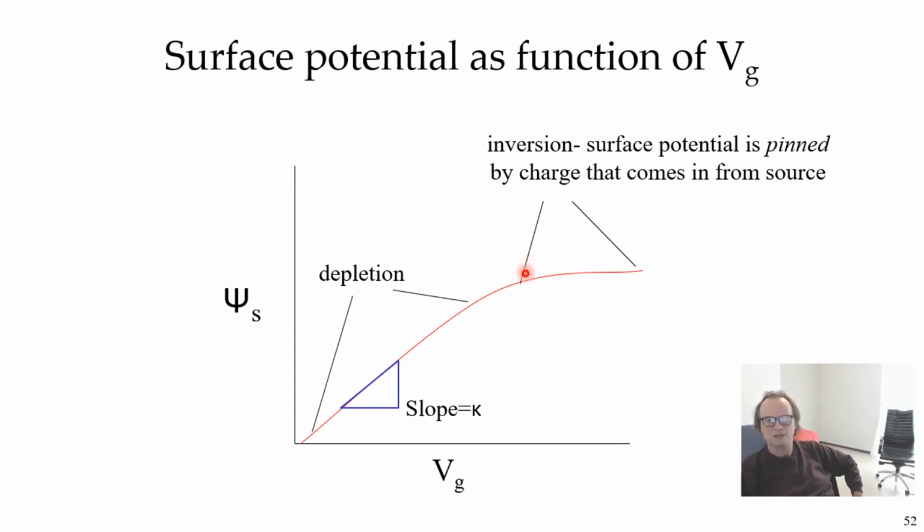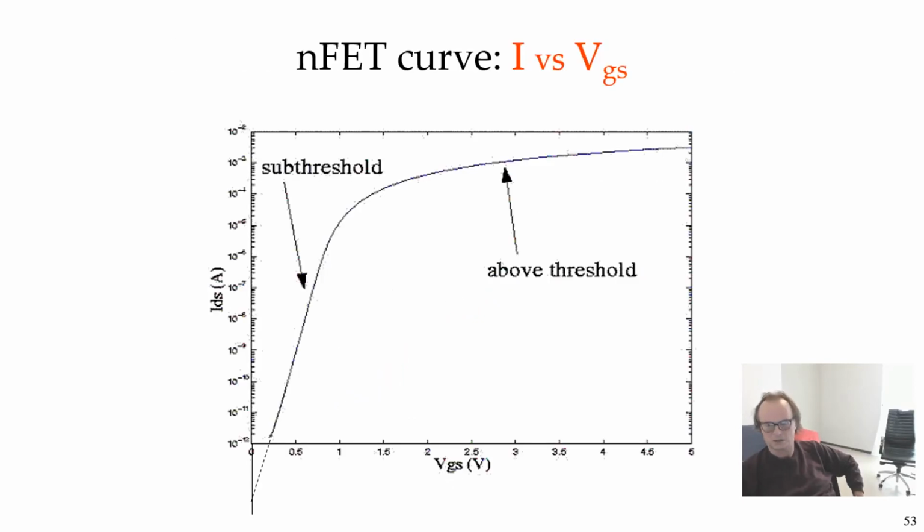And what do you think happens in this region right here? You're making the gate voltage higher and higher, but this psi s is not changing. What's happening in that part? How is the voltage getting taken up? Well, it's cool. What happens instead of the voltage going up, the charge goes up. You'll see next week. But that leads to this kind of relationship where in subthreshold it's exponential, and above threshold the current hardly changes with voltage because of this pinning effect.